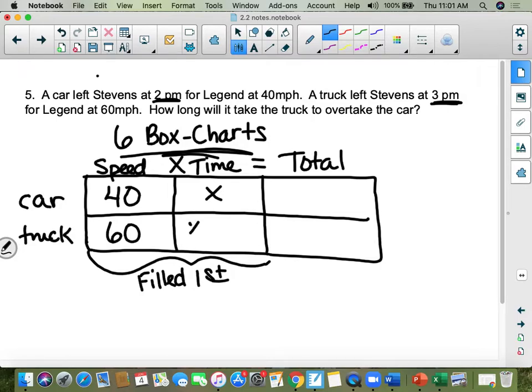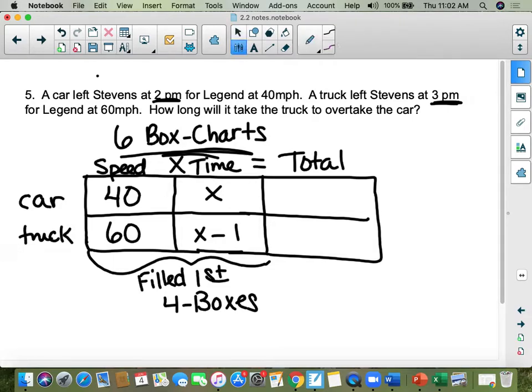Is it X plus 1 or X minus 1 that you would put there? Did the truck gain an hour or did the truck lose an hour? If he left at 3, did he lose an hour? So shouldn't I have X minus 1 in here? Okay, once you've filled in the first 4 boxes, how do you fill in those last 2 boxes?